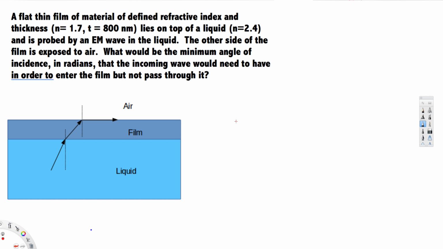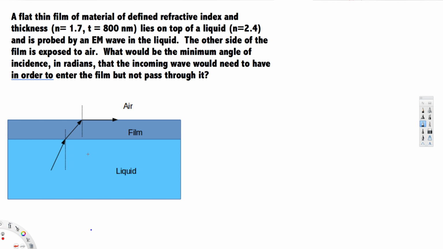Guys, let's look at this problem right here. This question is asking: a flat thin film of material of defined refractive index and thickness lies on top of a liquid and is probed by an EM wave in the liquid. The other side of the film is exposed to air. What would be the minimum angle of incidence in radians that the incoming wave would need to have in order to enter the film but not pass through it?